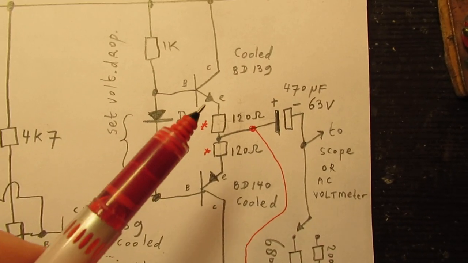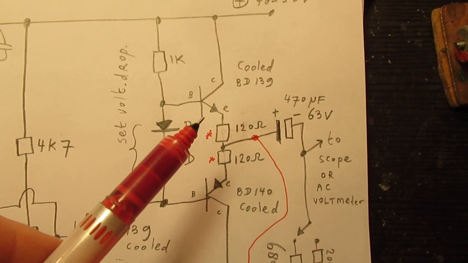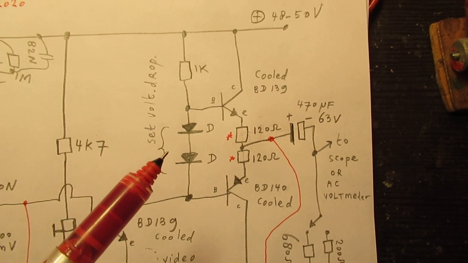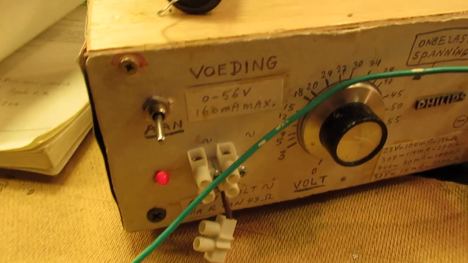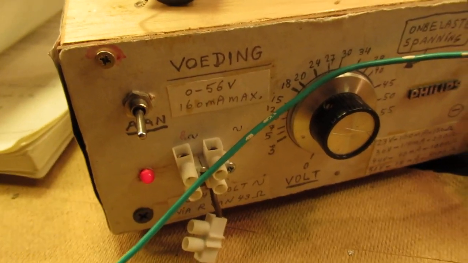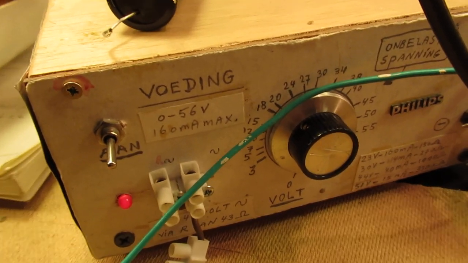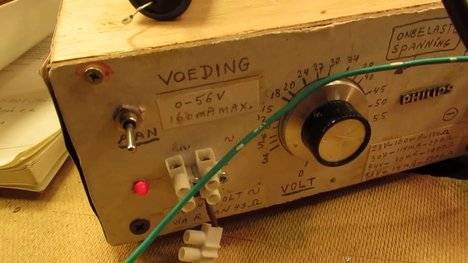Especially here in these 2 resistors, when you make them too low, the circuit gets kind of unstable. Could have to do with my power supply, by the way. This power supply, there's a video on my YouTube channel about it, is perhaps not very properly smoothed out.